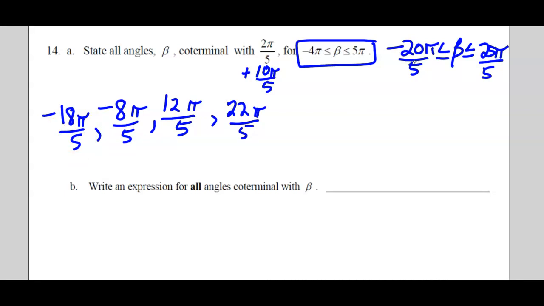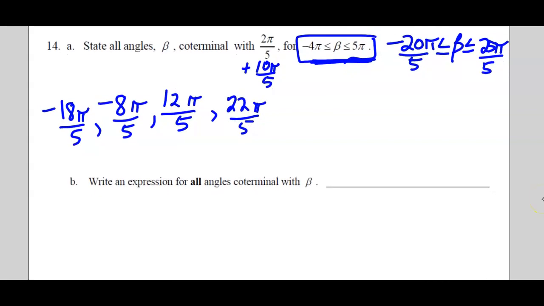Okay, but it does make it easier if you convert this to have the same denominator. And all angles would be 2 pi over 5 plus or minus multiples of 2 pi. So 2 pi n, where n is a natural number.